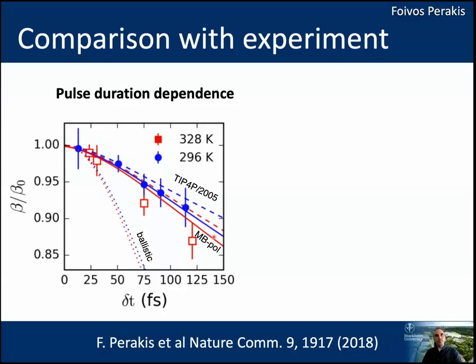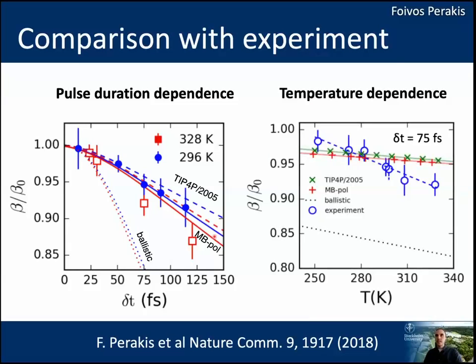MB pole may be a little bit closer to the experiment. Here you see the dashed line is the T4P and the solid lines is the MB pole for the 2 different temperatures. And in addition, the temperature dependence is interesting, because in the ballistic, it's again way faster. So here we are keeping a constant temperature, a constant pulse duration. And you see that for the ballistic, the contrast would have decayed much more.